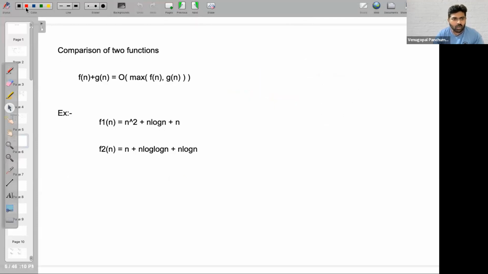Next, when your function is like this, f1 is a function which is a combination of n square plus n log n plus n. Can you tell me, friends, what is its big O? Whichever is maximum, that you need to put here. Among n square and n log n, which is bigger? Obviously n square is bigger. Yesterday, I mean last class, I explained how to compare when you have more than one function. Okay, good. Now next, this function.